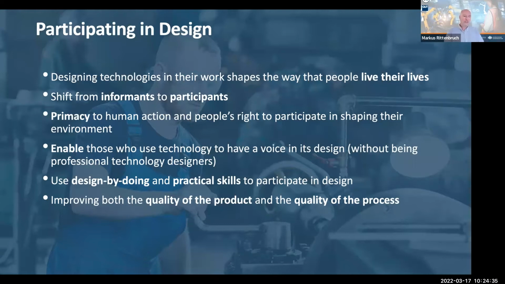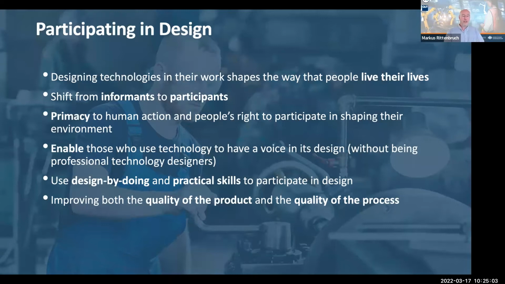There's a shift from seeing people as informants in a process like requirements engineering, where you would just understand what people do, write up the requirements, and then take that to design software, for instance. A shift towards participants, so make them active participants in the design process. So there's a primacy to human action and people's right to participate.